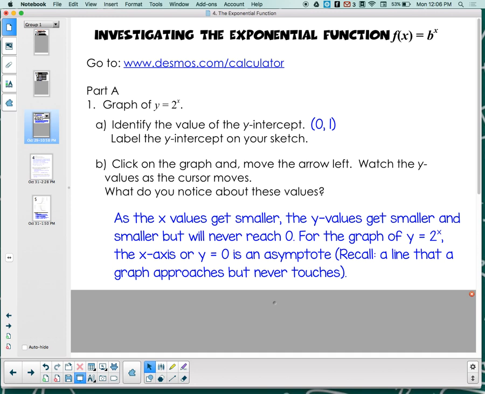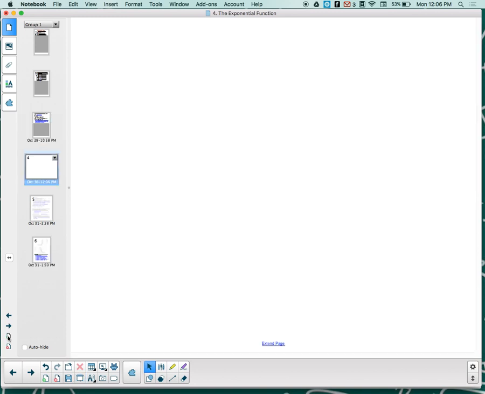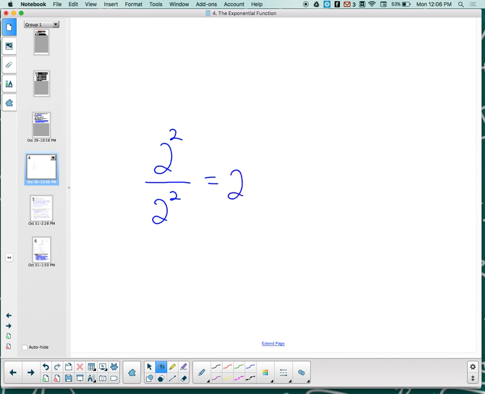Okay, a little diversion. What is 2 to the power of 2 divided by 2 to the power of 2? Exponent rules tell us we subtract the exponents, so we get 2 to the 0. Yes? But we also know that 2 to the 2 is 4, and 4 divided by 4 is 1. So 2 to the 0 is 1.